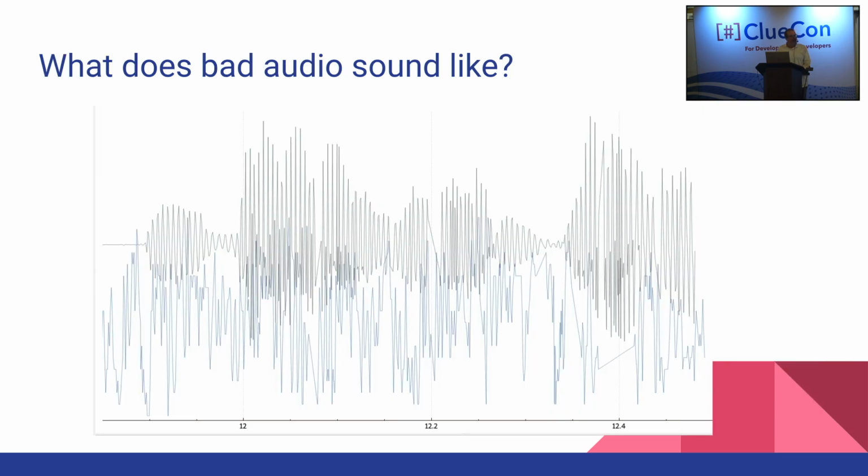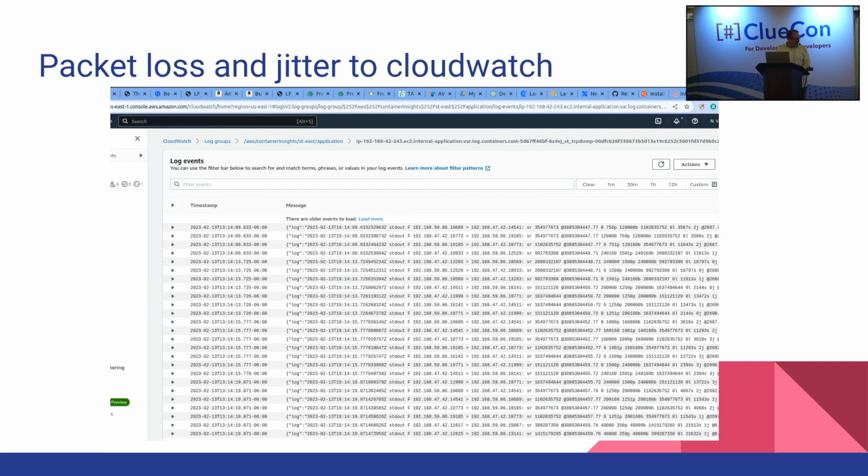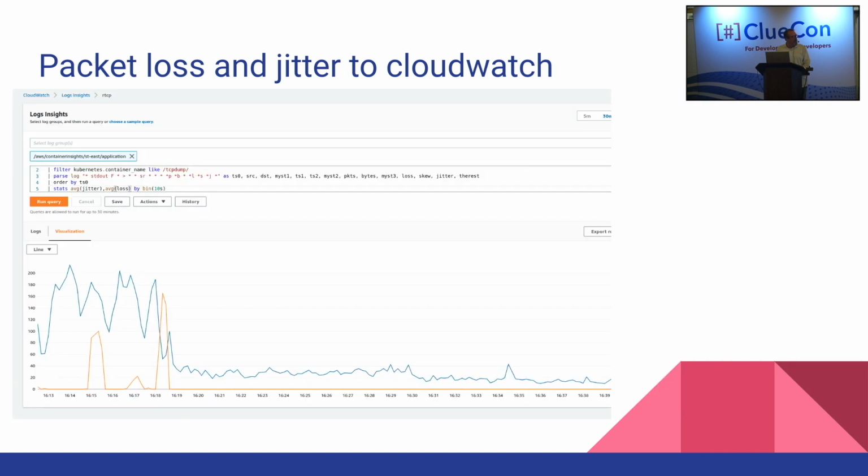This is what bad audio looks like. You know, nothing like the other graph. I don't have the audio of this, though. And then finally, packet loss and jitter we sent to CloudWatch, another AWS service, so that I could do this graph. So this was the giant test and the crappy audio.